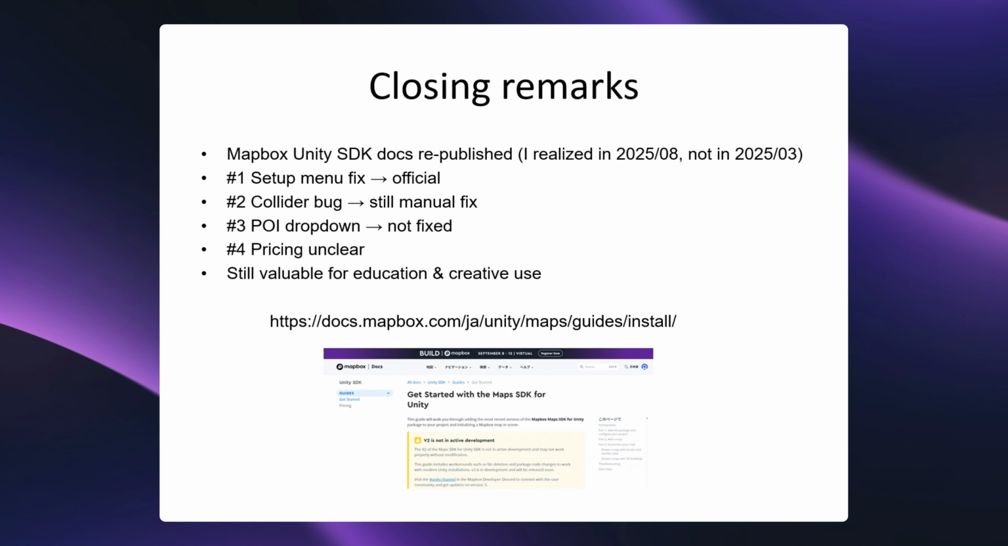Recently, Mapbox republished the Unity SDK docs. It's still alive. I realized it this August, not seen in March. There, the install issue is officially fixed. The collider bug still needs a manual fix. The POI dropdown is still missing. Pricing is still unclear. But Mapbox for Unity remains valuable, especially for beginners, tourists, and education.